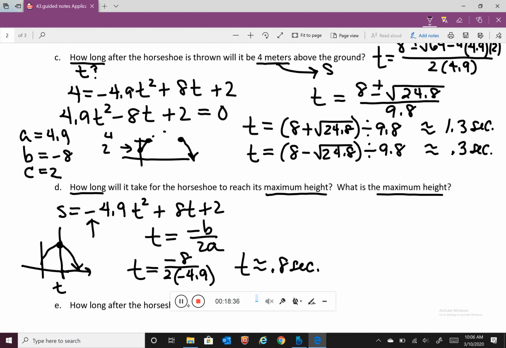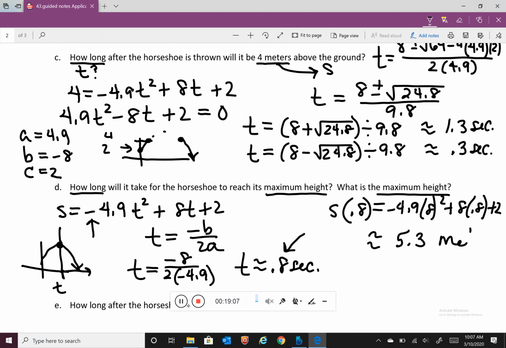And then in order to find the maximum height, that depends on this value. So s of 0.8 gives us our maximum height. So when we calculate that, it is about 5.3 meters high. So that gives us the maximum height.